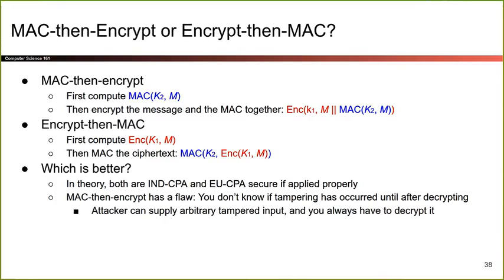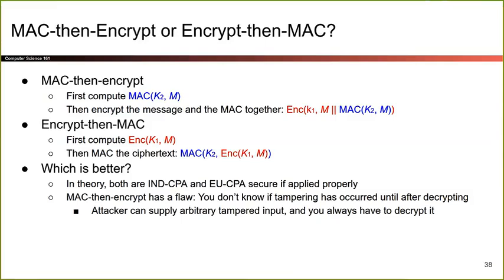That seems like not a huge problem, but if you implement things wrong, basically the attacker can supply whatever they want. They can give you gibberish, they can give you something, and you always have to decrypt it because you can't check the MAC is correct until you've decrypted the message. That could be a very subtle flaw that could be exploited. So essentially, you're giving the attacker possibly the ability to do something like a chosen ciphertext attack.